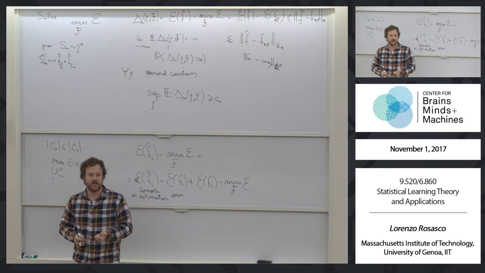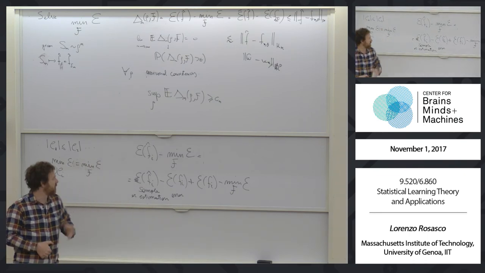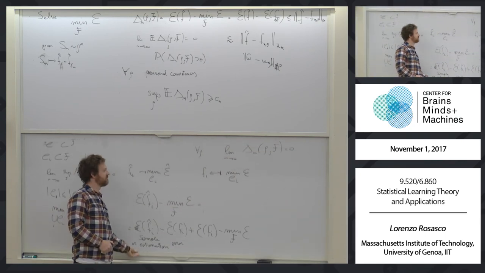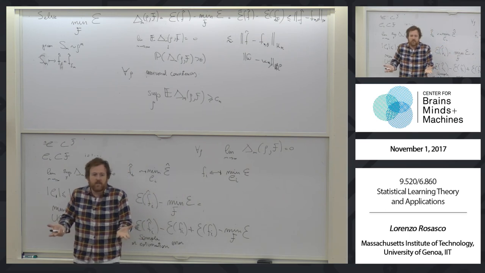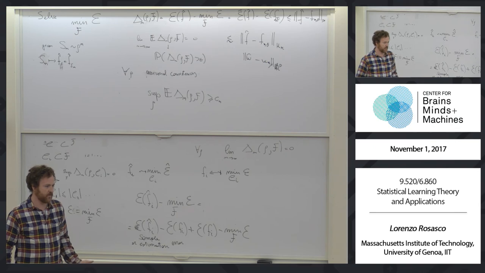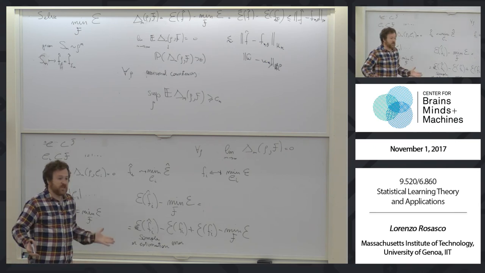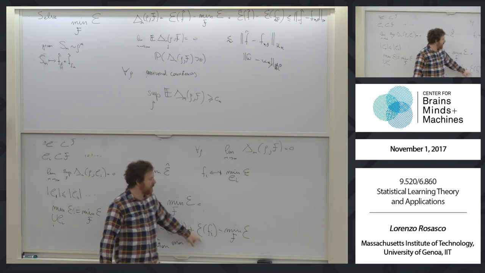Does it depend on the data? No. If you look at the definition, which is carefully hidden to your eyes, it's just expected risk on the class. So it depends on the distribution, but it doesn't depend on the data. Okay? So it's not a statistical quantity. It's a geometric quantity.